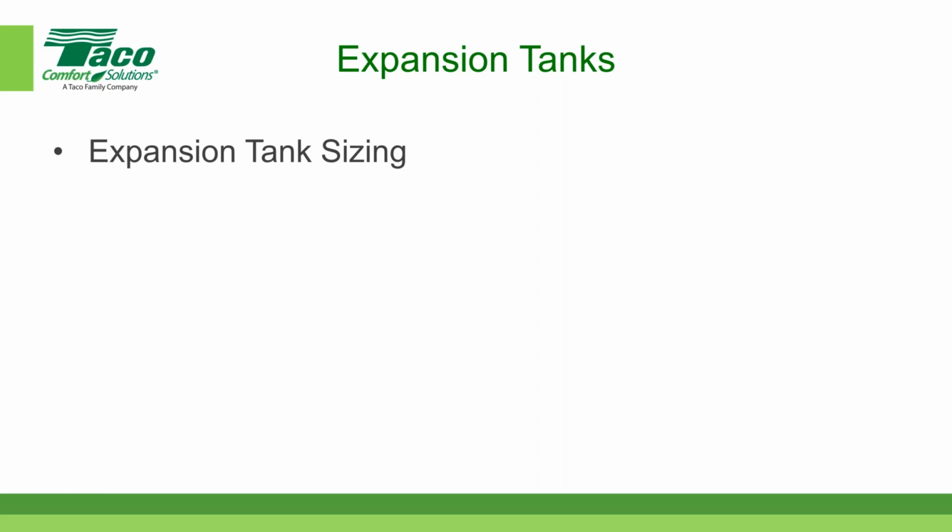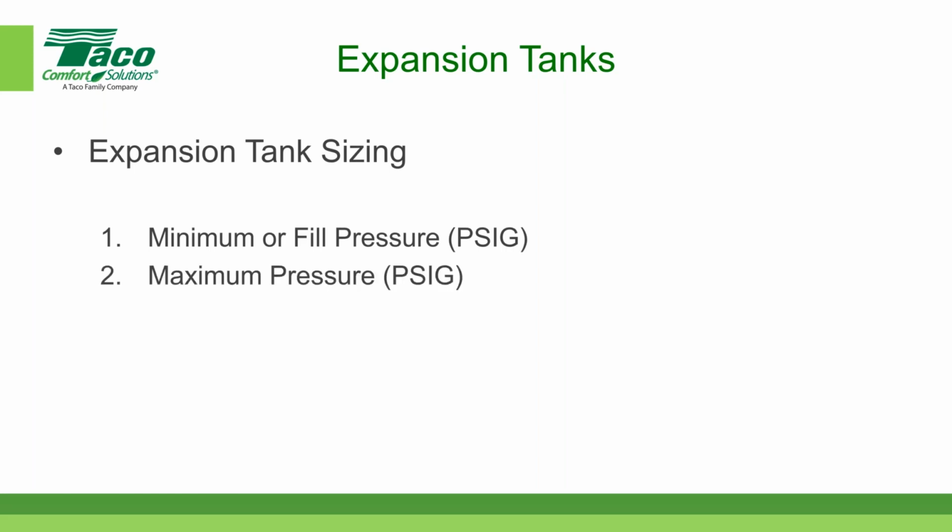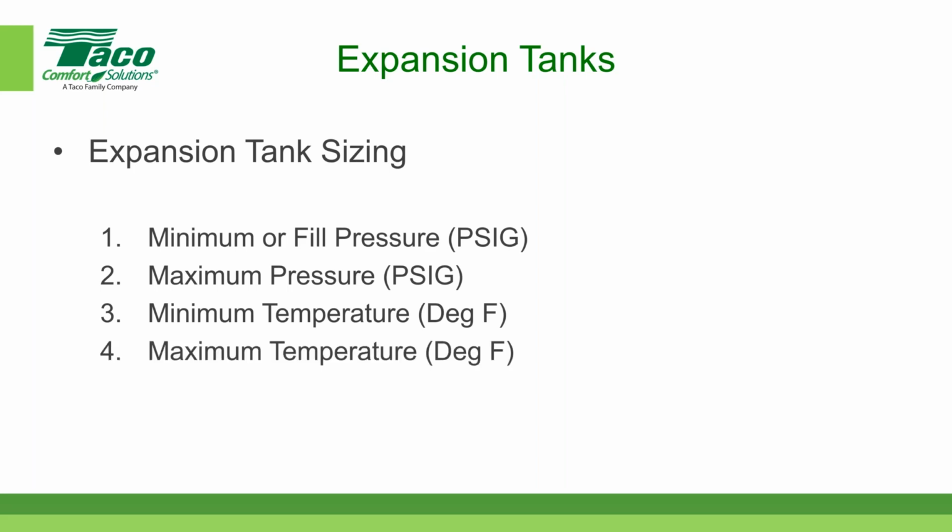So in expansion tank sizing, we need to collect 5 pieces of information. We need the minimum or fill pressure. We need to know the maximum pressure. Again, these are the water side pressures in the expansion tank, and you'll see how they relate to the air side in a moment. We also need to know the minimum temperature, sometimes referred to as the fill temperature. We need to know the maximum temperature. We also need to know the system volume in gallons.